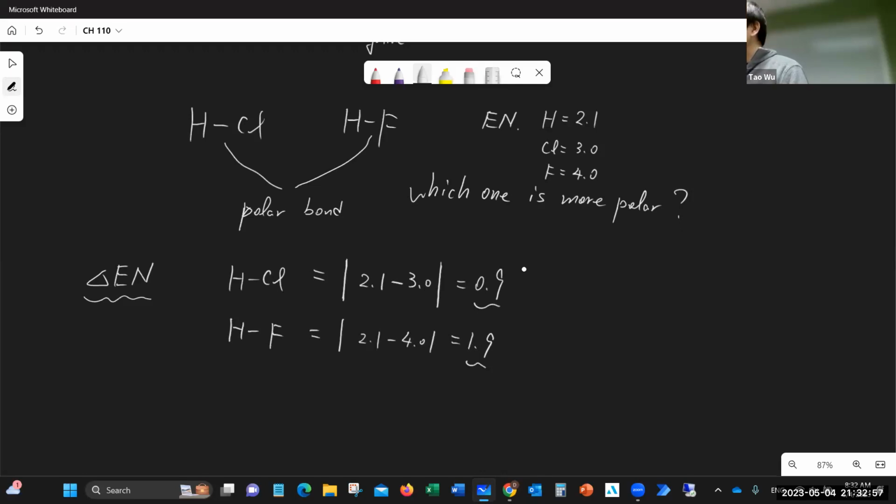So you figure out the difference of electron activity. The higher the number, the more polar. So if you ask which is more polar, the bond between hydrogen and chlorine or hydrogen and fluorine, hydrogen and fluorine is more polar than the hydrogen and chlorine bond. This is the polarity of each compared with the other.